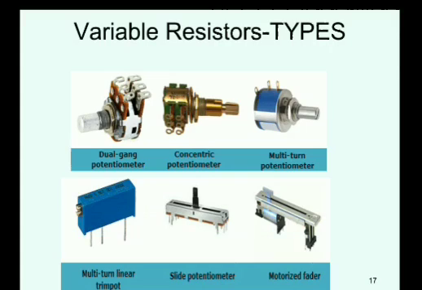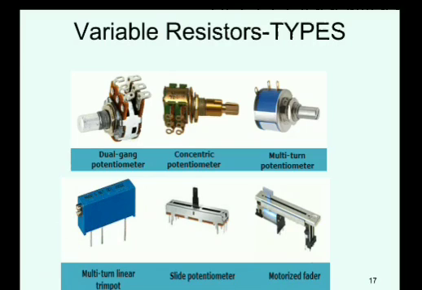Let's see one more. Here you can see at the bottom left, which the yellow arrow is showing you, that is called a multi-turn linear trim pot. In instrumentation most of the time, and sometimes in some other applications, we are in need of very fine adjustment. In such applications we use this multi-turn linear trim pot. You can even rotate about 20 turns either way.